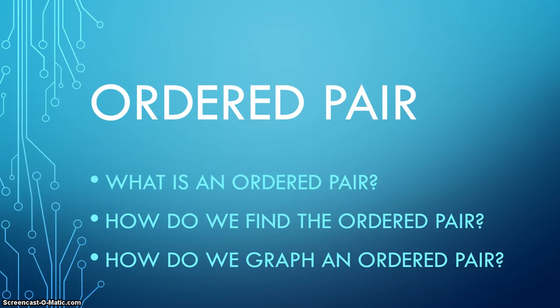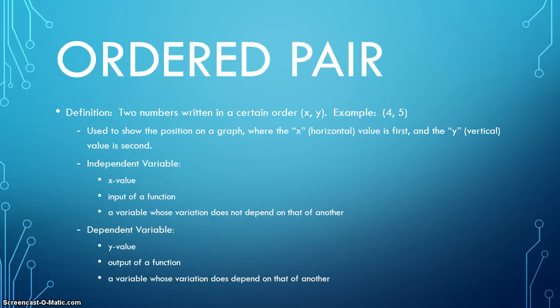As you can see, we're going to be talking about ordered pairs. We're going to take a look at what an ordered pair is, how we find an ordered pair, and how we graph an ordered pair. Alright, so first up, definition.